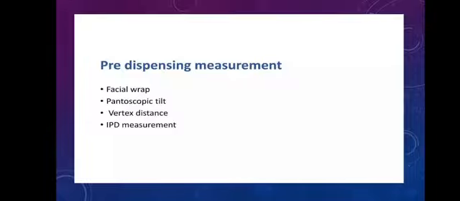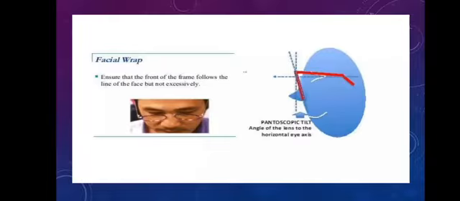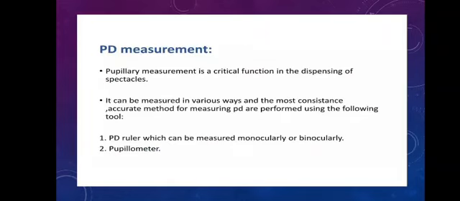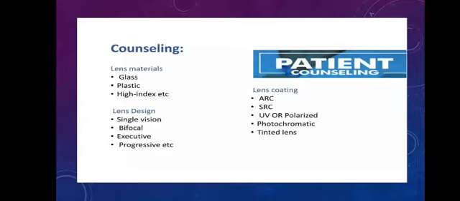The pre-dispensing measurements: there are 4 pre-dispensing measurements: facial wrap, pantoscopic tilt, vertex distance, and interpupillary distance measurement. Facial wrap ensures the front of the frame follows the line of the face but not excessively. It should cover the full face. PD measurement: pupillary measurement is a critical function in dispensing of spectacles. It should be measured by a PD ruler or a pupillometer.